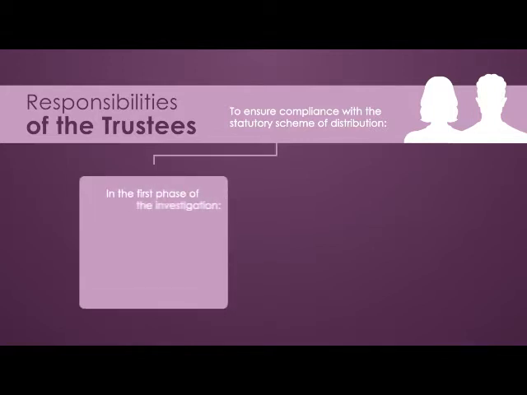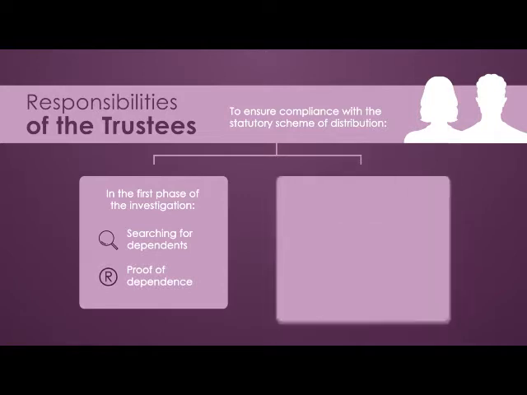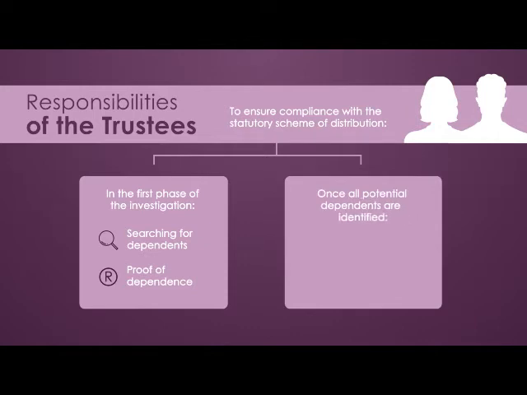In this first phase of the investigation, the trustees would search for dependents, and these dependents need to prove their financial dependency on the deceased member. Once the trustees have identified all the potential dependents, they've got to review the facts and then make a decision which is fair and equitable given the circumstances of each case.